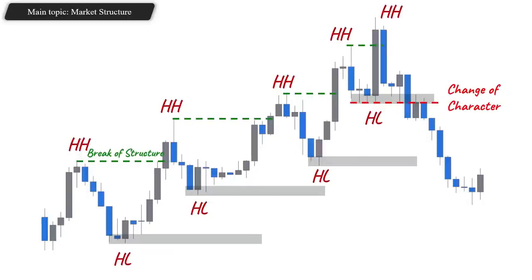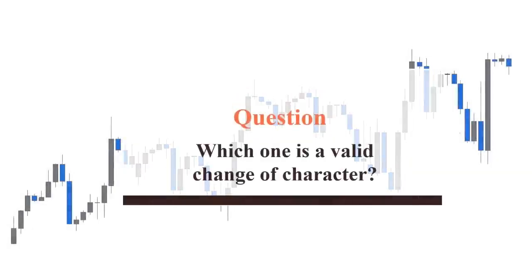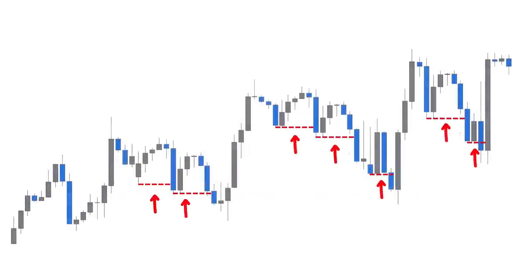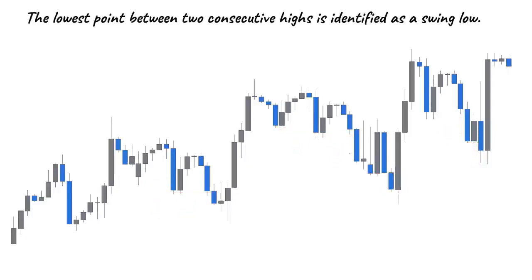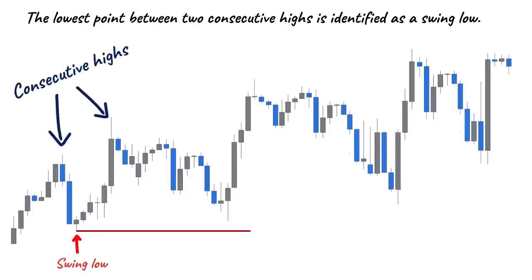The same concept applies to the bearish scenario. However, the problem is that the market hardly moves so clearly. So here the question is, which one of these breaks is a valid change of character? To answer this question, first we must identify our swing lows. In the bullish scenario, the lowest point between two consecutive highs is identified as a swing low. Here we have two consecutive highs, so the lowest point between these two is our swing low.